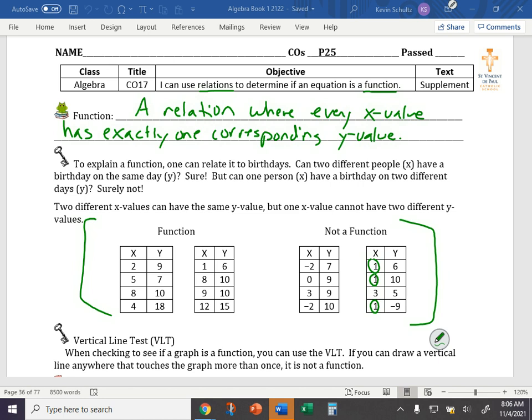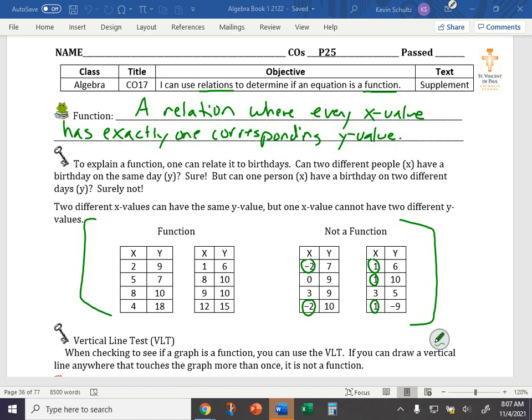What about in the function it has 8 and 9? Ah, good question. So this function table is here. First of all, before we get to that, let's look at the other not a function table. Which x value has more than one corresponding y value, Jack? -2. -2 has more than one corresponding y. -2 is 7, and -2 is 10. That's a problem. It just means it's not a function.